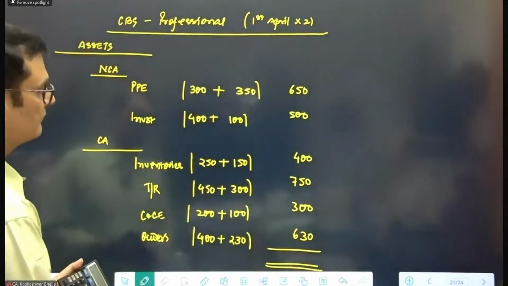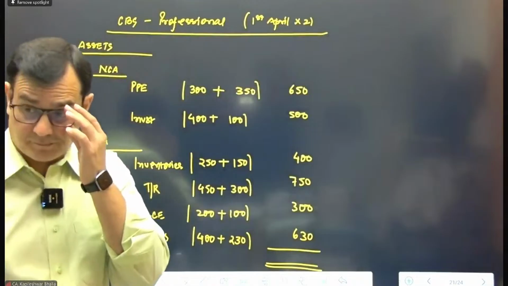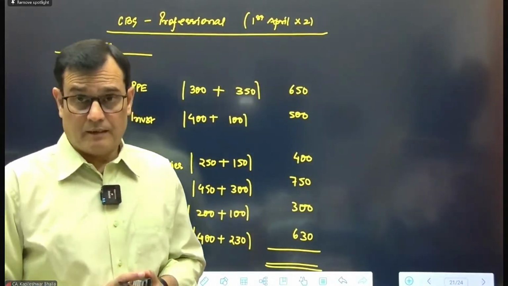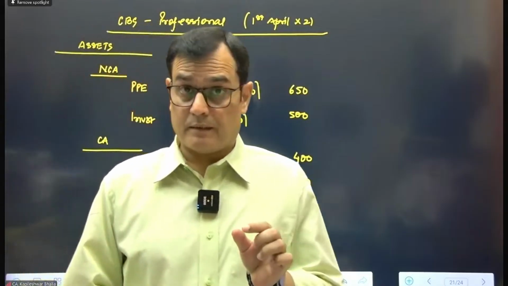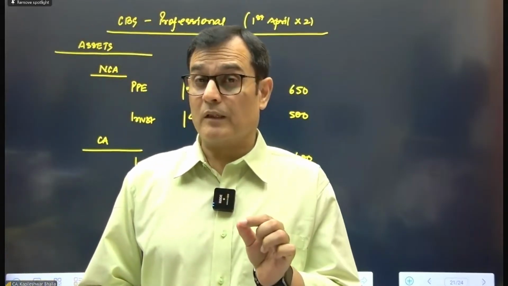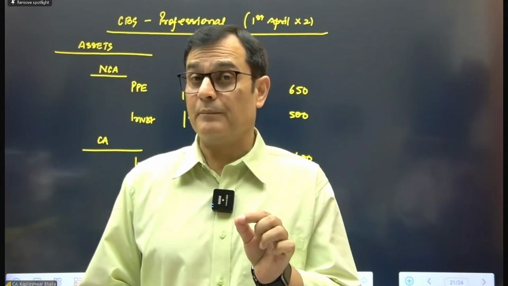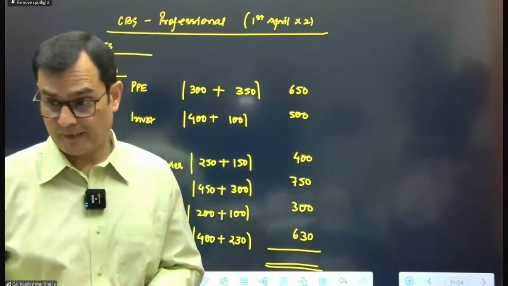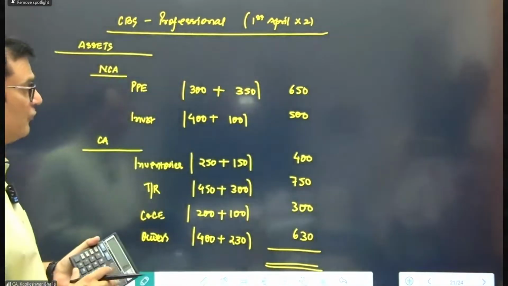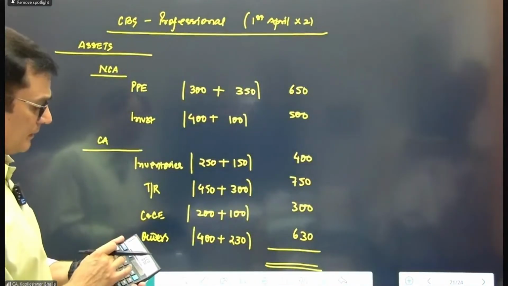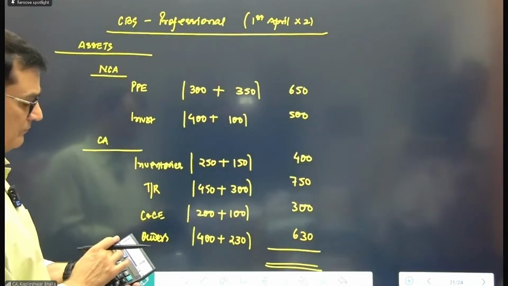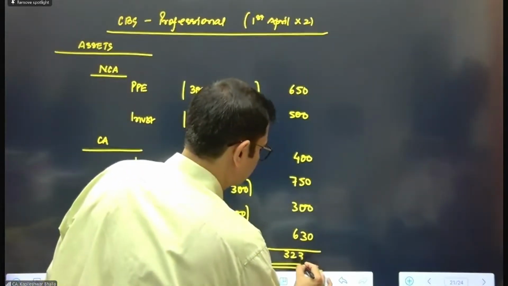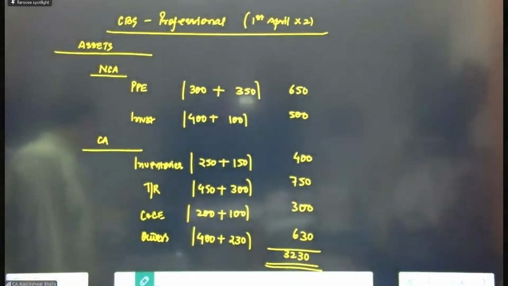Sir, even the set off is against the same class of deferred asset and liability only. Yes, unless the provisions of Ind AS 12 are met, that they are arising out of the same tax jurisdiction, you cannot set them off. Absolutely. So we're going with the presumption that yes, they can be set off. So I think this is 3230. That is the asset side of the balance sheet.